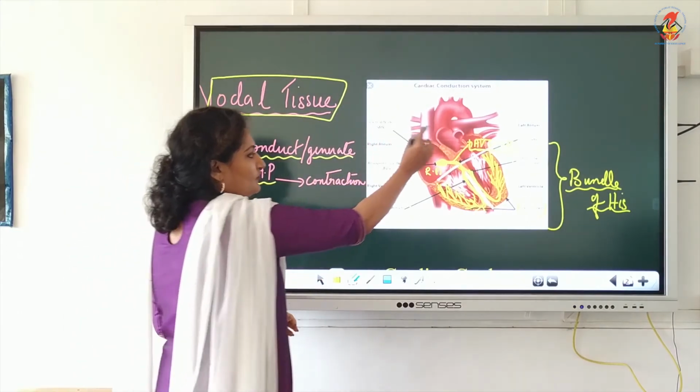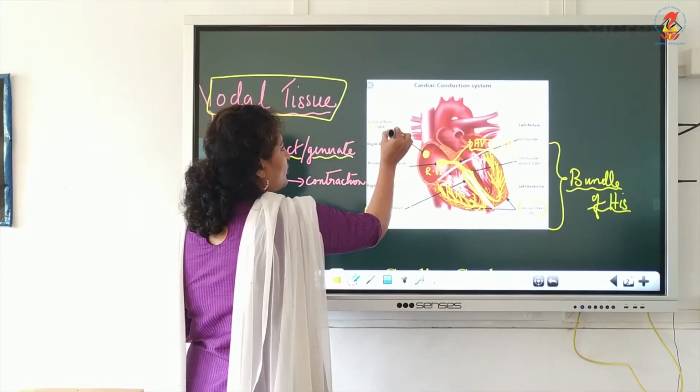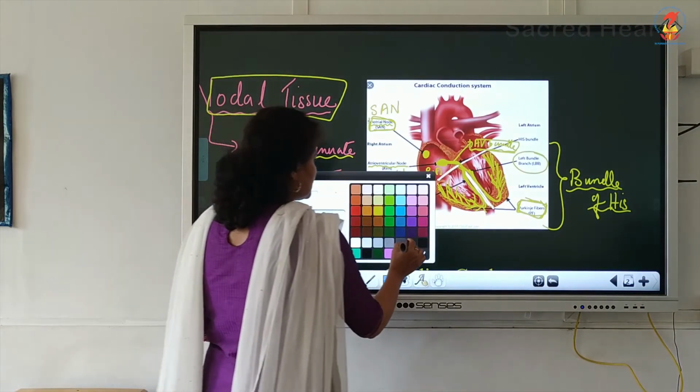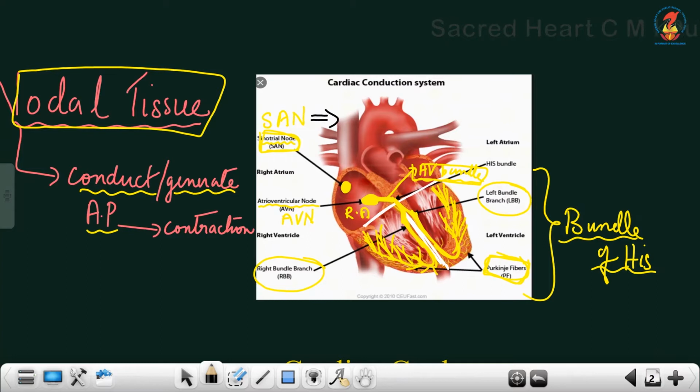Now of this nodal tissue, the SA node is very important. It is called the pacemaker. Why is it called the pacemaker? It is the SA node that initiates the heartbeat, or initiates the action potential, and conducts it. So from here only it gets initiated, and because of that it is called the pacemaker.